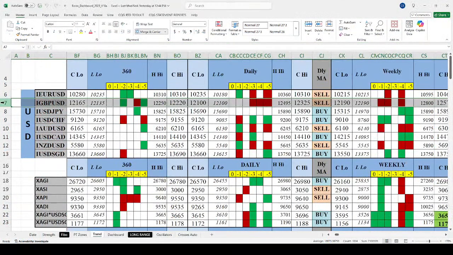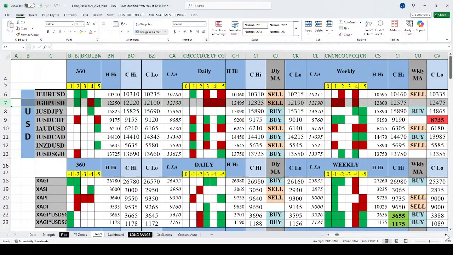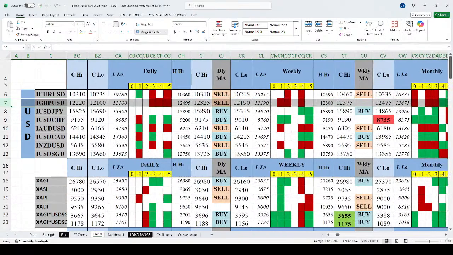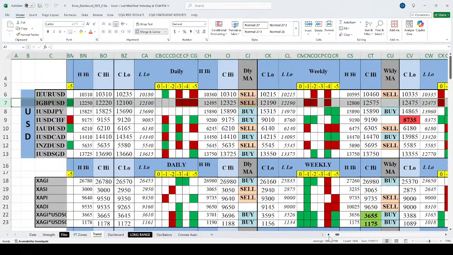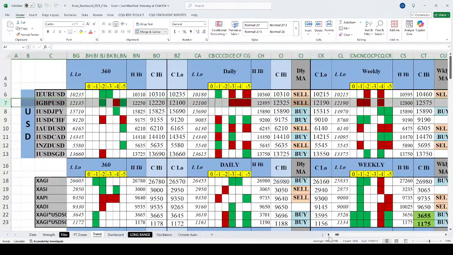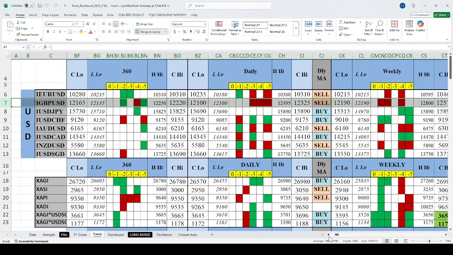So let's do our research on pound. Okay, pound, the trend is flat with an upside bias on the 6 hours. Daily is flat with the downside bias. Weekly is flat with the downside bias. And monthly is in a downtrend. So, which means to say that we should be going for a sell and hold or cautious sell.